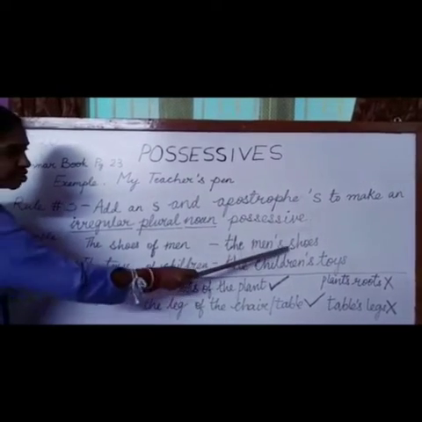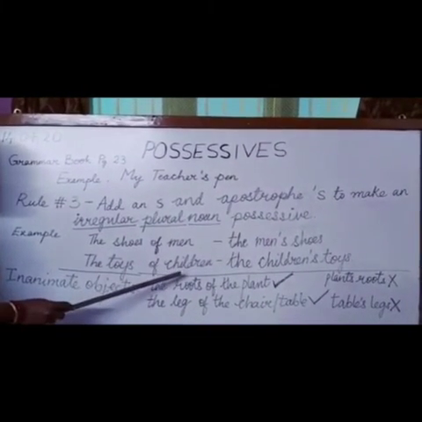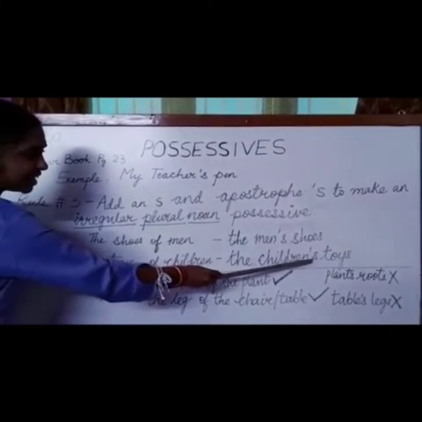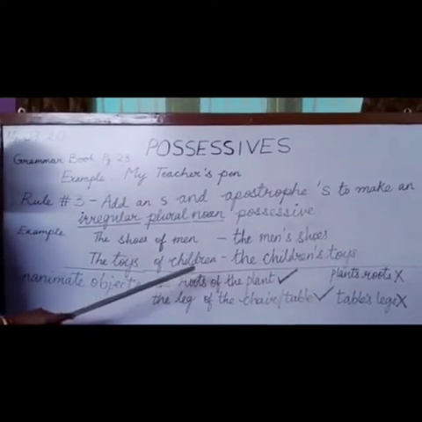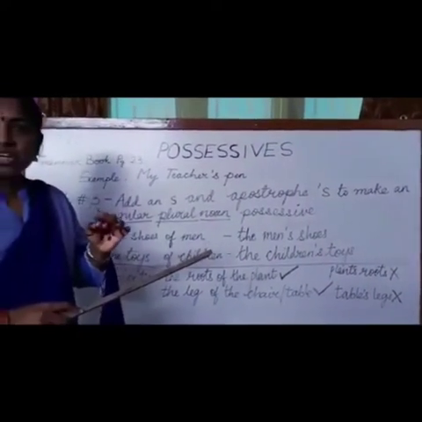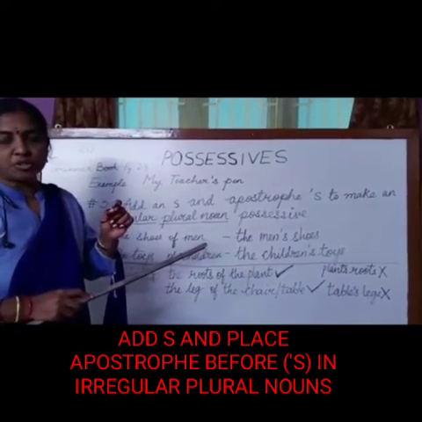The men's shoes. Same, the toys of children. Children is an irregular plural noun. You are going to place an apostrophe and S, the children's toys. Yes, children, I hope you understood the placing of the apostrophe in irregular plural nouns.